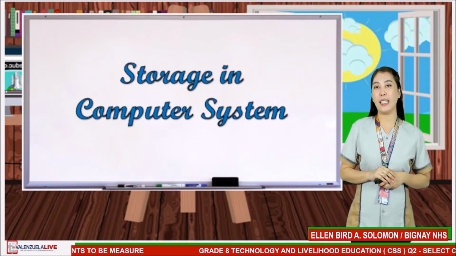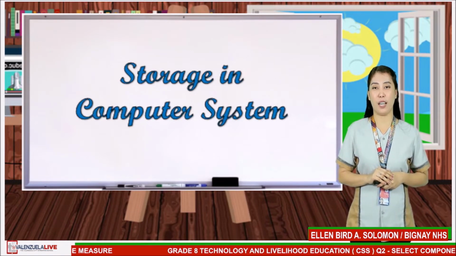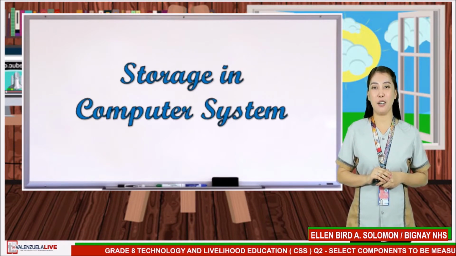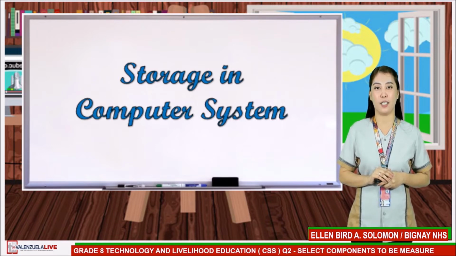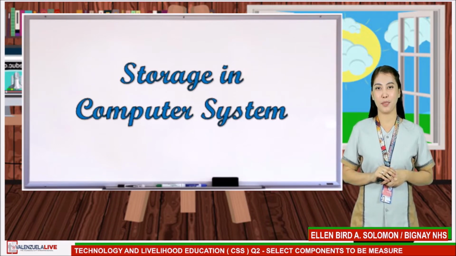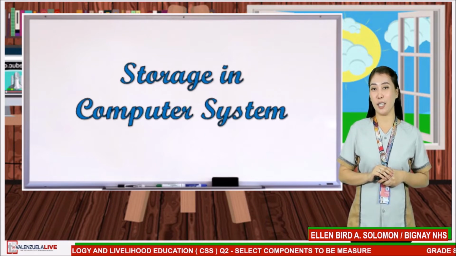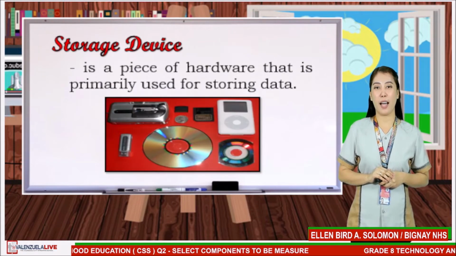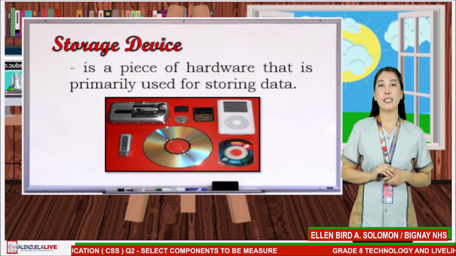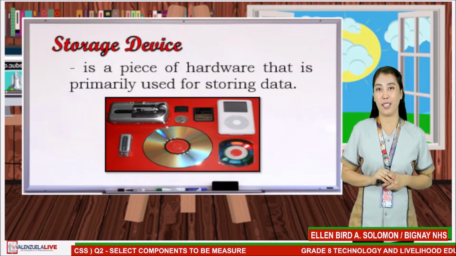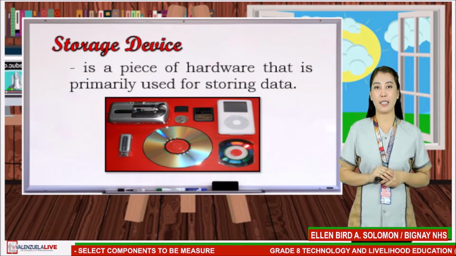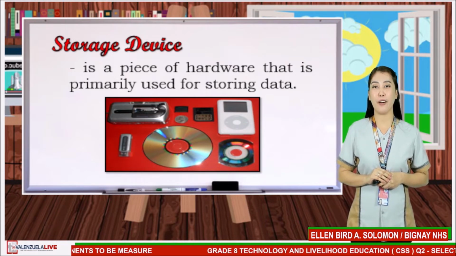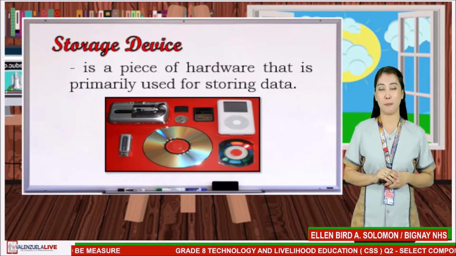The human brain has significantly more storage than an average computer, while a computer can process information exponentially faster than a human brain. What is a storage in computer system? A storage device is a piece of hardware that is primarily used for storing data. Every desktop computer, laptop, tablet, and smartphone will have some kind of storage device within it.